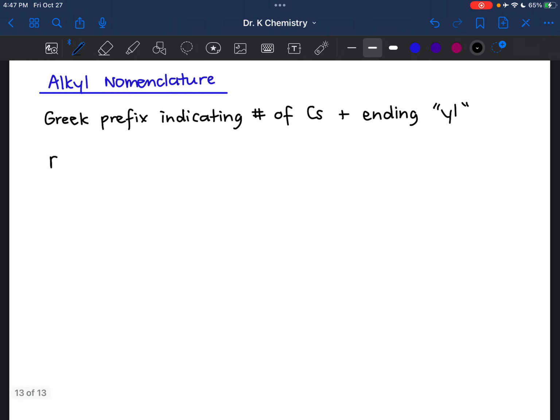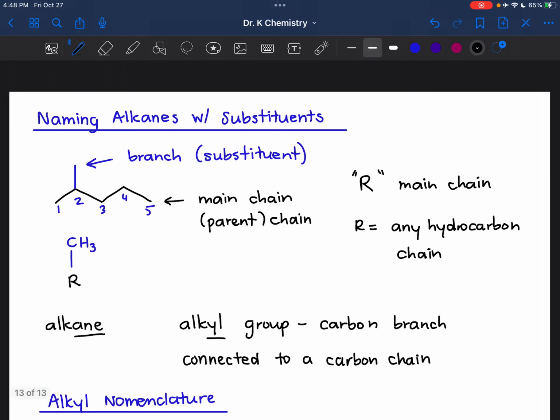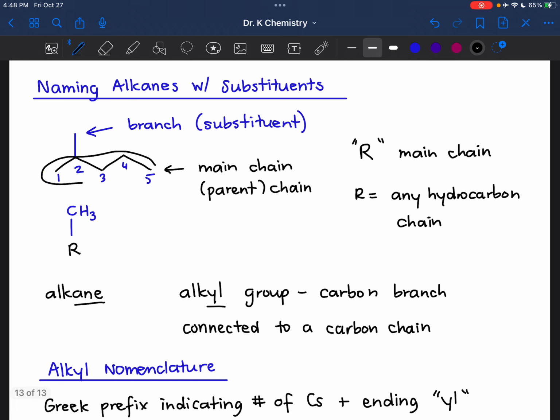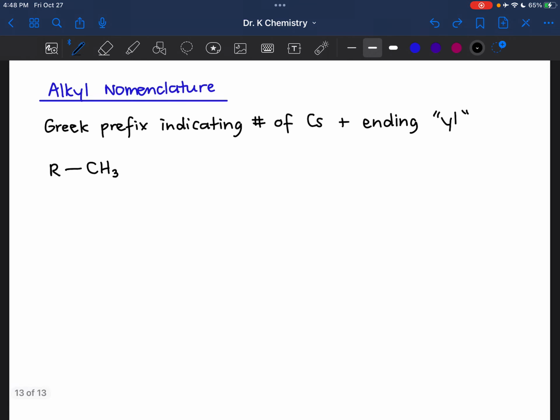So let's say we have some main chain and there is a 1 carbon branch sticking off of it. This is exactly the example that we were looking at. So this is represented by R. And over here, we have a CH3 group, just 1 carbon. Well, since this is 1 carbon, the prefix is meth. And then we'll use the ending -yl to indicate that this is a branch coming off of some main chain. So that becomes a methyl group.